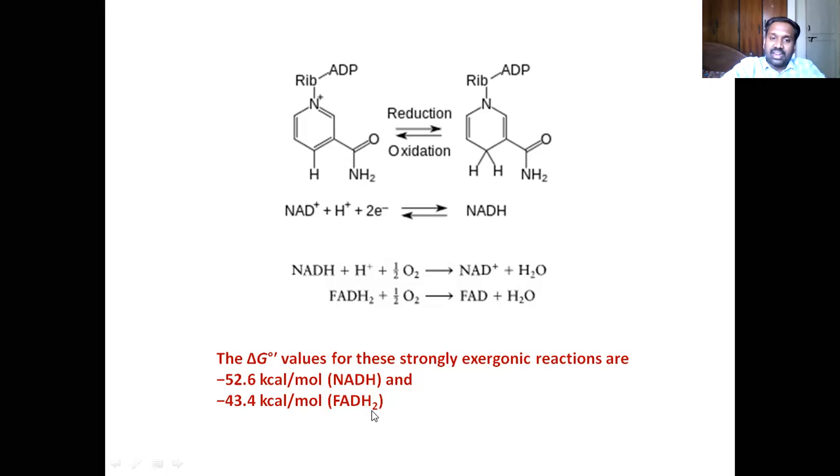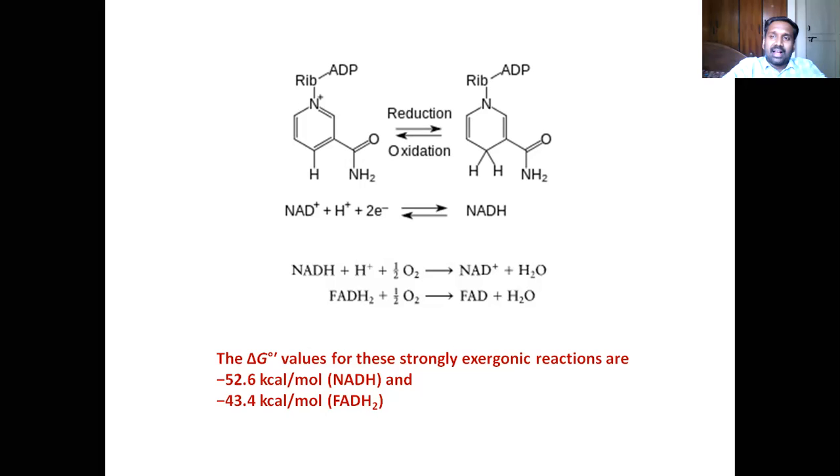Similarly, the other coenzyme FADH2, if it is oxidized to FAD, what is the energy liberated? 43.4 kilocalories per mole. Not as exergonic as NADH oxidation, but still, by the standards of the energy required to synthesize ATP, it is more. Almost 6, 7 sixes are 42, right? Almost 6 ATPs can be synthesized if you can convert all the energy liberated by FADH2 oxidation into ATPs. And if you can convert all the energy liberated from NADH oxidation to ATPs, you can synthesize 7 to 8 ATPs. So this is a huge opportunity for the cells.